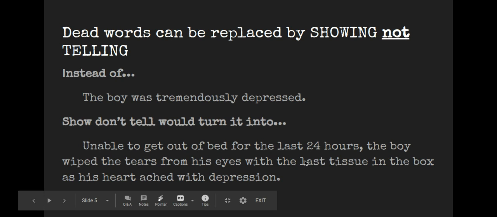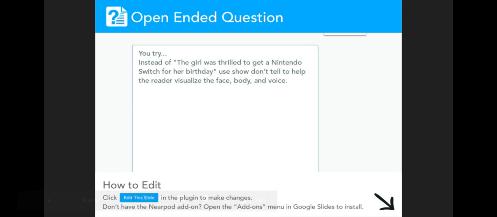So, what am I going to ask you to do next? I'm going to ask you to do your own for the next two. So, for the first one, it is instead of "the girl was thrilled to get a Nintendo Switch for her birthday," I want you to use show don't tell to help the reader visualize the face, body, and voice. It might help if you're stuck to say, well, what would a person look like if they were thrilled?